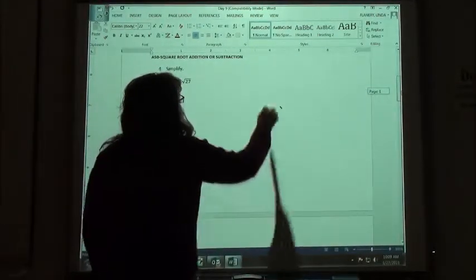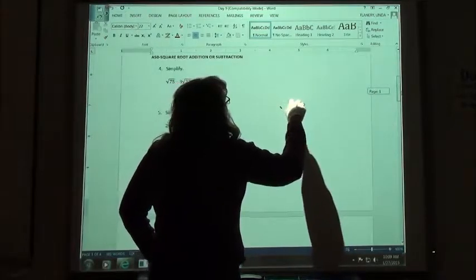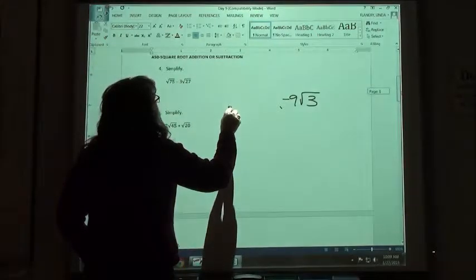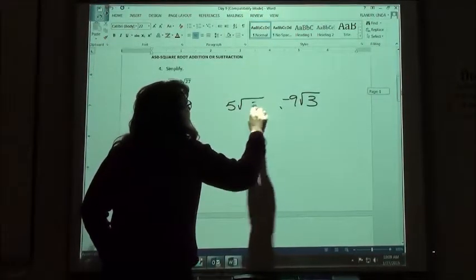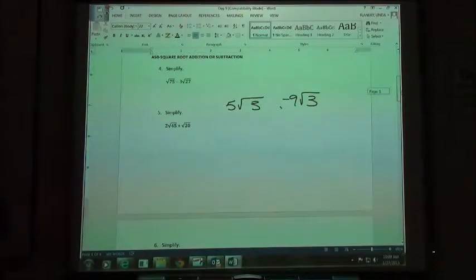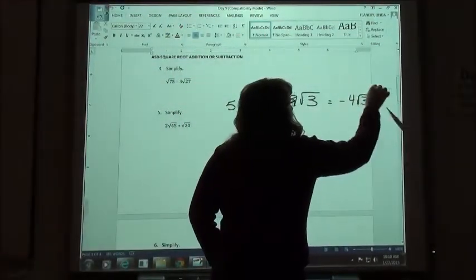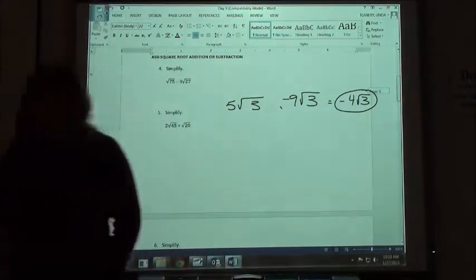Uh-oh. And the board decided to go crazy on me. Negative 9 square root of 3 is what we had there, right? What was our other one? Our other one was 5 square root of 3, wasn't it? You have all the rest of the work up to there. So we have 5 square root of 3 minus 9 square root of 3, right? 5 minus 9, we think about like we would a 5x minus a 9x. We're just going to subtract those front numbers. 5 minus 9 is negative 4, so negative 4 square root of 3 is going to be our answer.